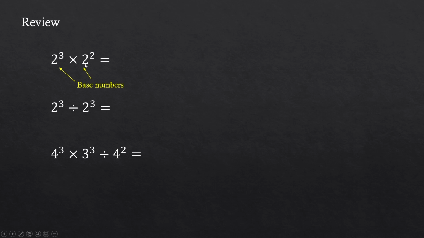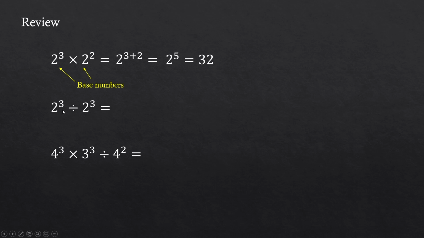These are called base numbers because they're down here while the exponents are upstairs. So that's why they're called base numbers, okay? And if the base numbers are the same, we can simply add the exponents, right? So that's going to be 2 to the power of 5, which is equal to 32.